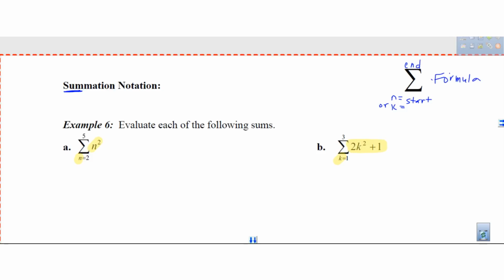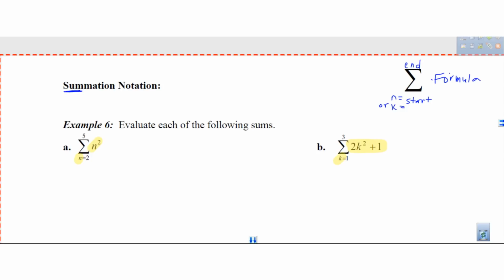So let's go ahead and do 6a. You start with n equals 2. Then you go to n equals 3. Then you go to n equals 4. And then you go to n equals 5. And you find out what those are equal to, and then you add them together. That's all you have to do.